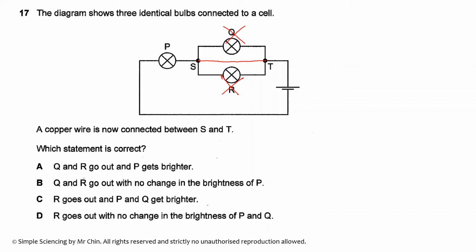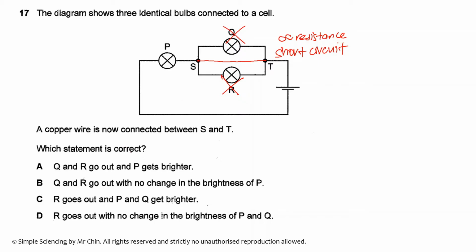Why? Because the wire connecting S to T has a very low resistance, in other words, almost zero resistance. Because of this, current will flow through this copper wire instead of Q and R. Current always flows through the path with the least resistance. Remember this. We have a term for this, and we call it a short circuit. Current will flow from S to T through the copper wire and not the two bulbs Q and R.